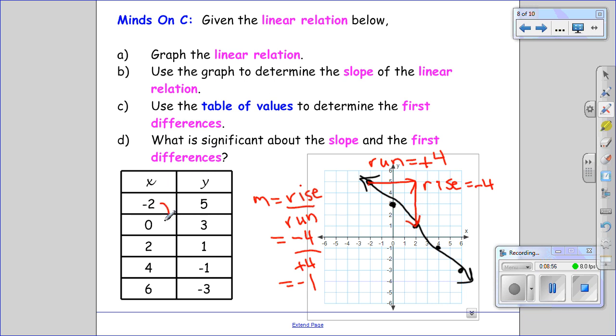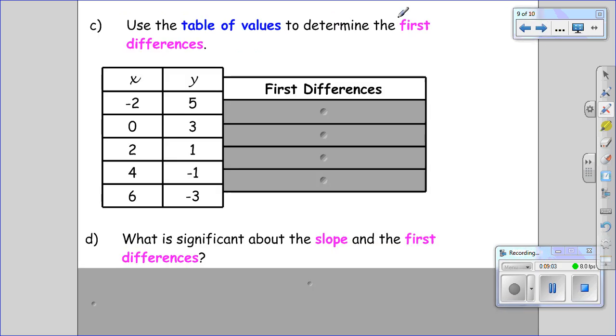If I look, my x values, do they change by a constant? Yep, I keep increasing by 2. So let's do the first differences now. So 3 take away 5 is -2. That wasn't what we had for the slope, was it? Slope was -1.